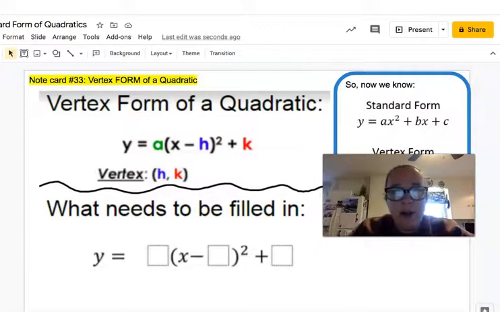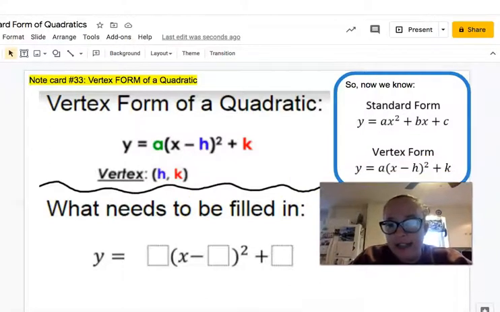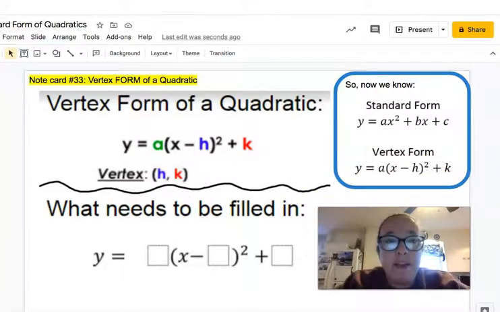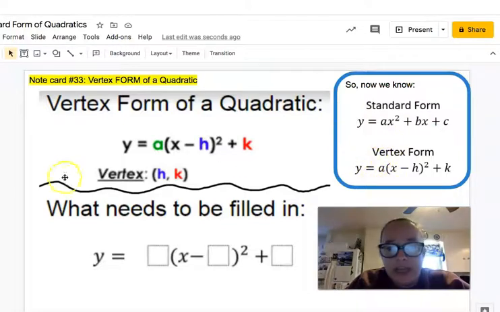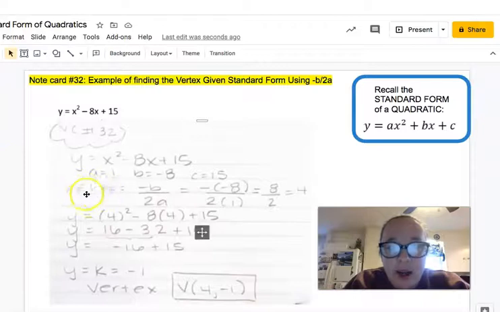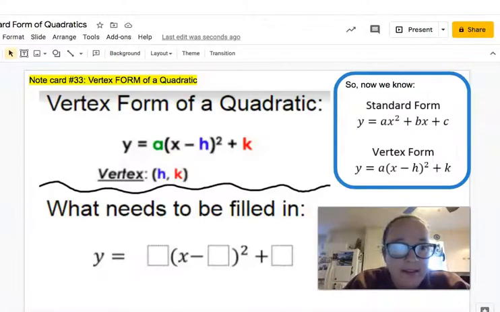All right, note card 33 is now moving away from finding the vertex using the negative b over 2a method to what we call vertex form. You guys are used to standard form, but now we know this vertex form right here, y equals a times x minus h squared plus k, where the vertex is h, k. That's why I kept saying, let's make sure we call the x h, let's make sure we call the y k. So this is the vertex form.